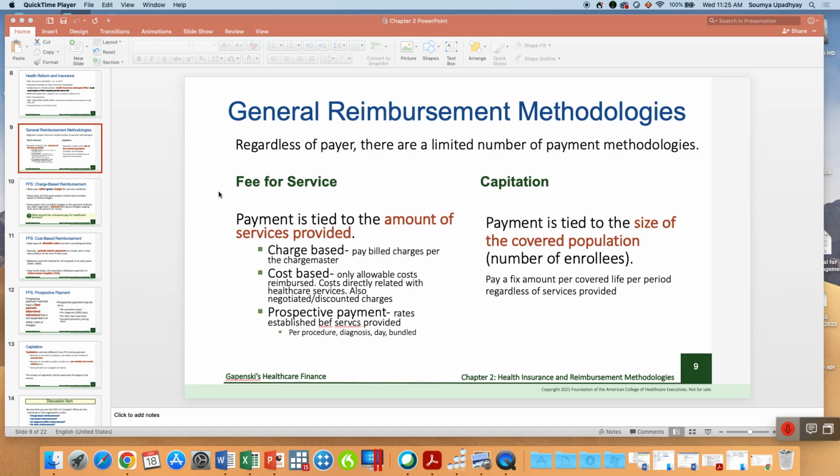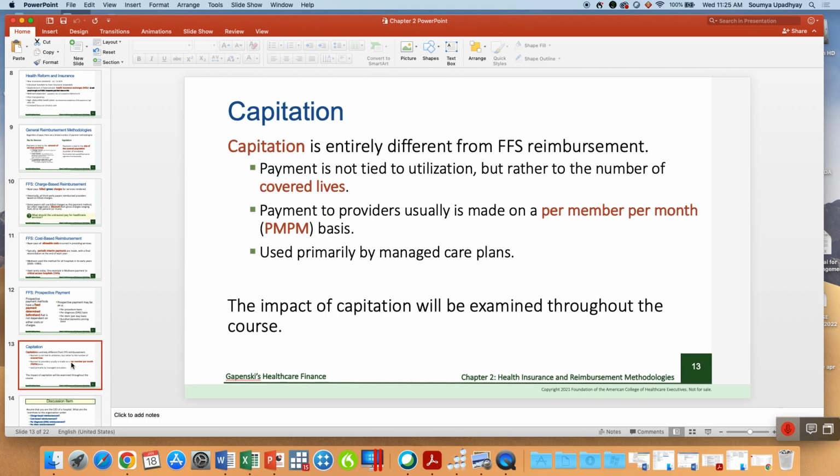And in the prospective payment, the rates are established by payers before the services are offered, and it can be per procedure, per diagnosis, per day, or bundled payment. Okay, so the next one is capitation, where providers are paid a fixed amount per covered life per period, regardless of the amount of services that are provided. Payment is not really tied to utilization but to the number of covered lives. Payment to providers is made on a per member per month basis and used primarily by managed care plans. The impact of capitation will be examined throughout the course.